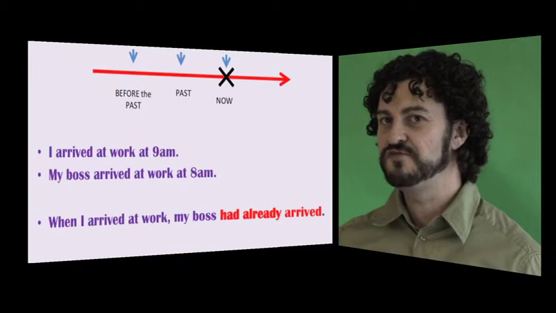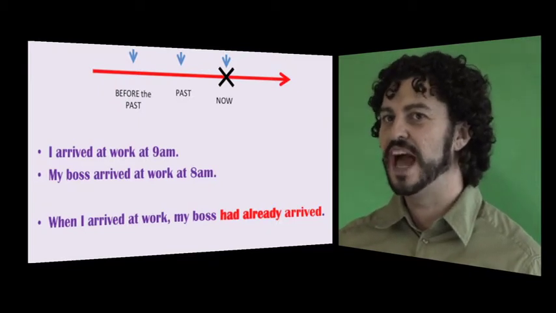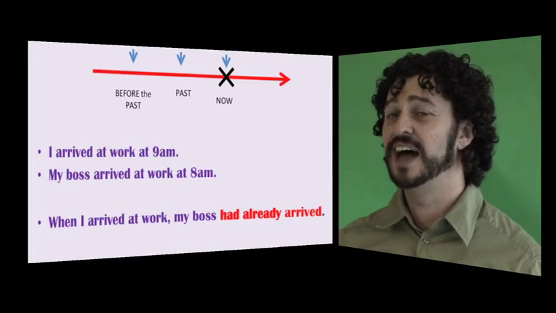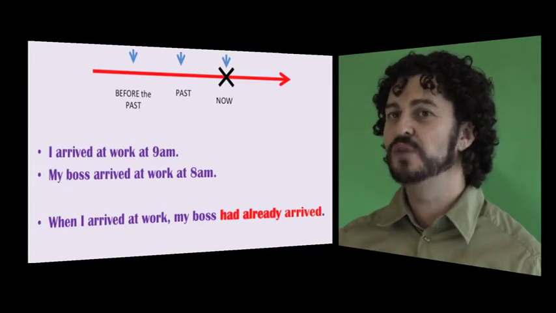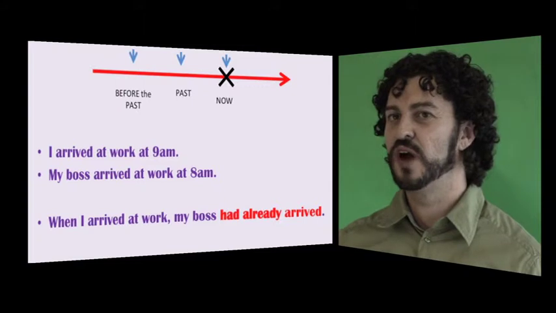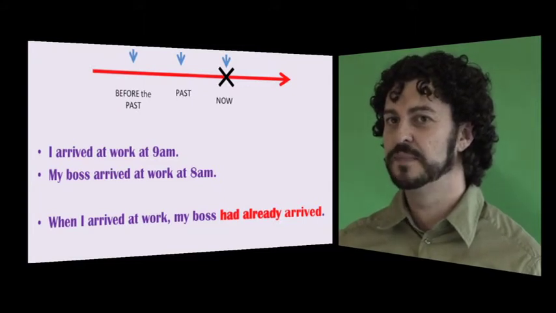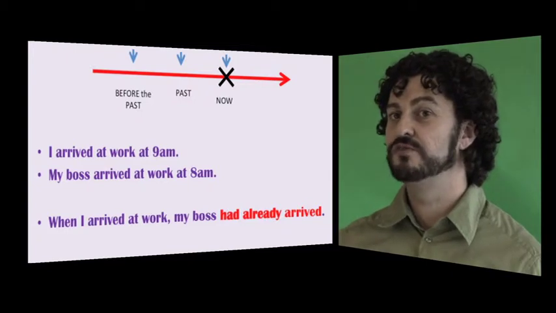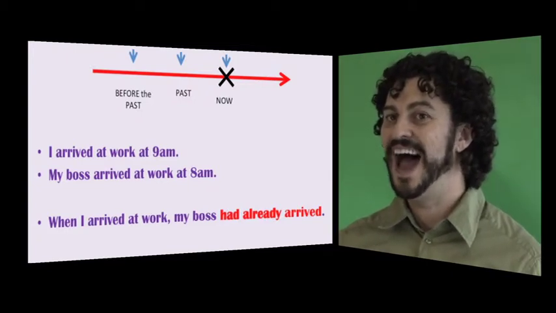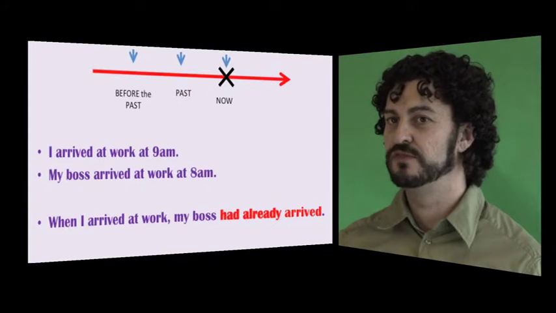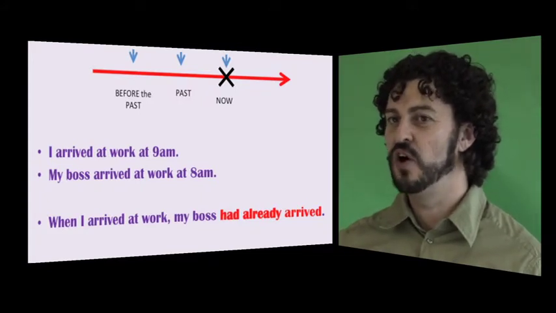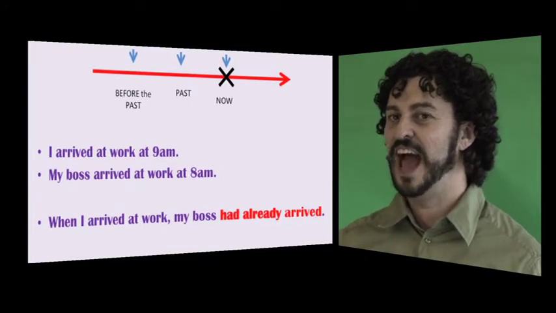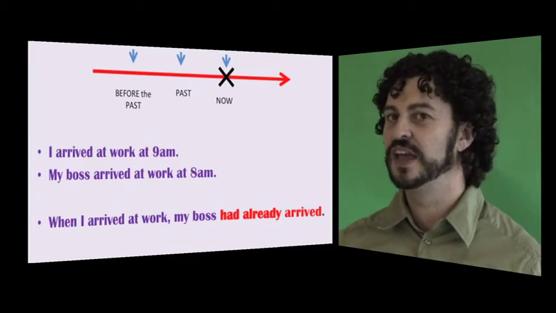So, say for example, I arrived at work at 9 a.m. and my boss arrived at work at 8 a.m. I want to emphasize that my boss arrived before me, so I would use the past perfect. When I arrived at work, my boss had already arrived. The had arrived is the past perfect, and this emphasizes that it happened before I arrived.